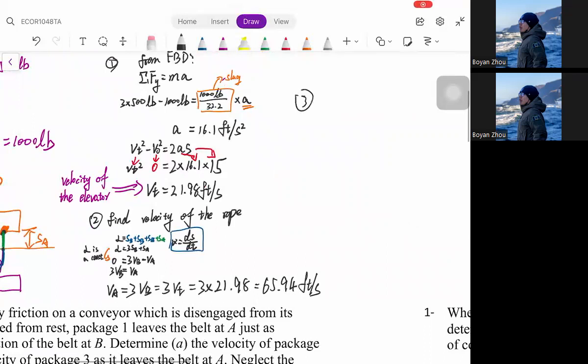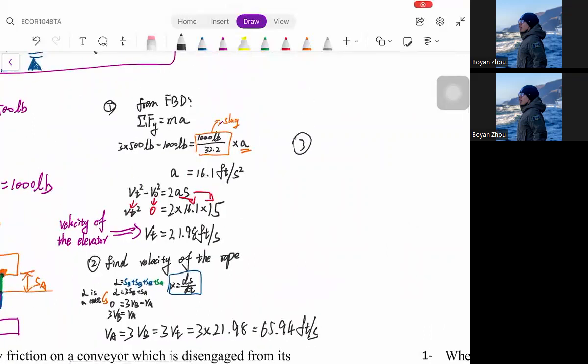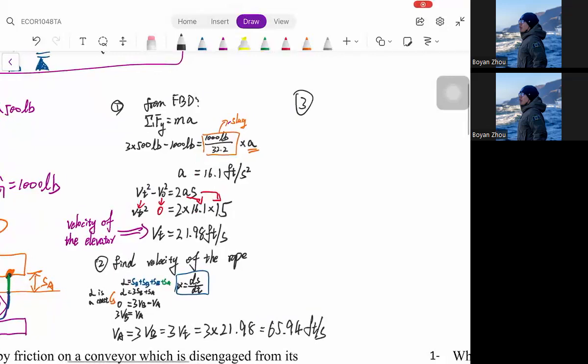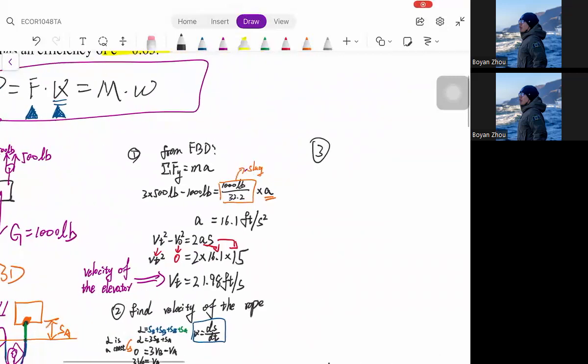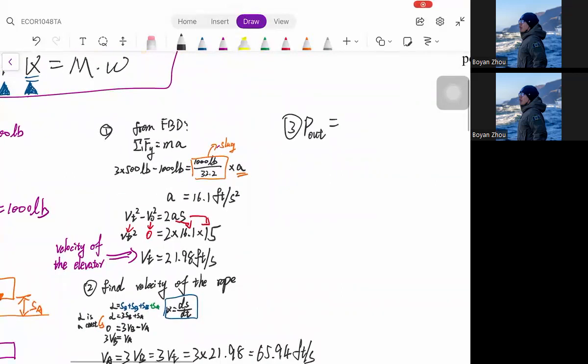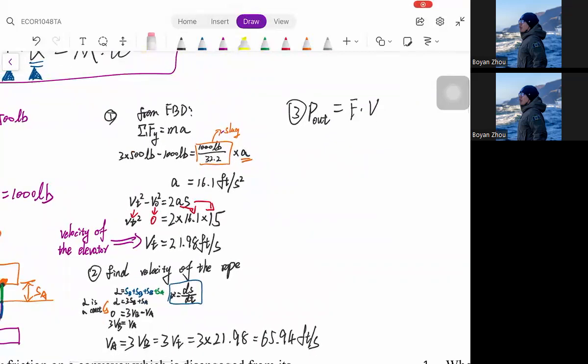And the last step is just to calculate the power. So first we need to calculate the output power from the motor, and that is just the equation from above. P out, I should say, is equal to F times VB, VA.